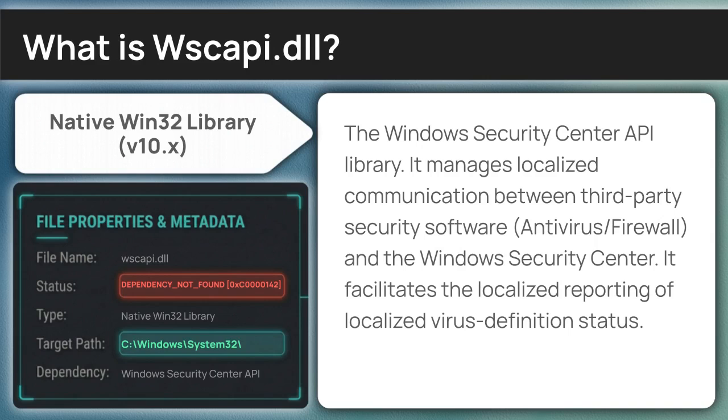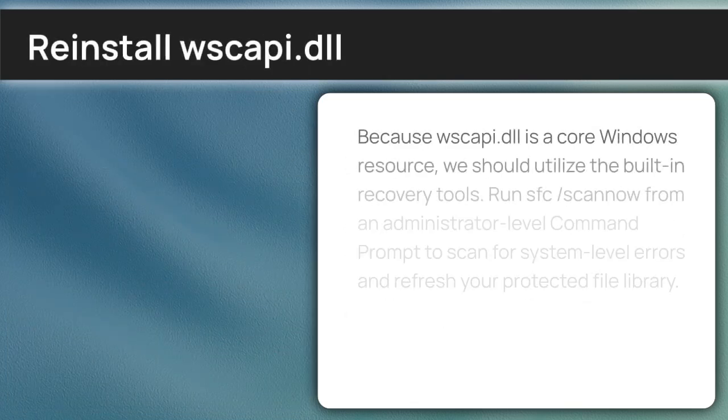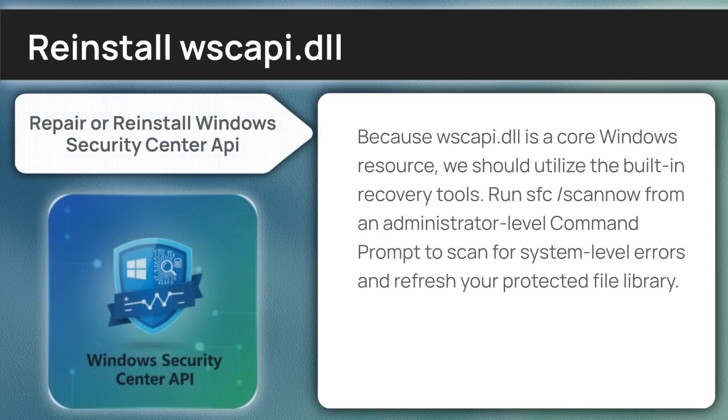Since we've identified what's missing, let's try the official recovery method. Because Wscapi Library DLL is a core Windows resource, we should utilize the built-in recovery tools. Run sfc /scannow from an administrator-level command prompt to scan for system-level errors and refresh your protected file library.